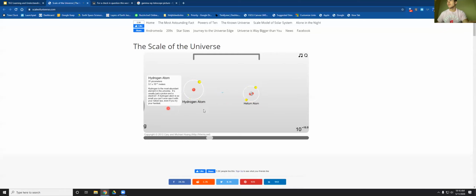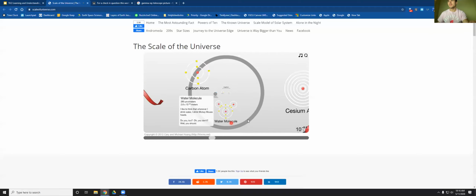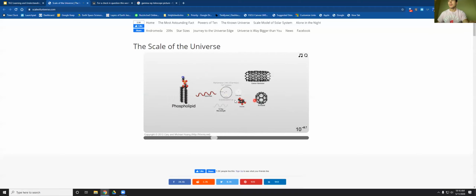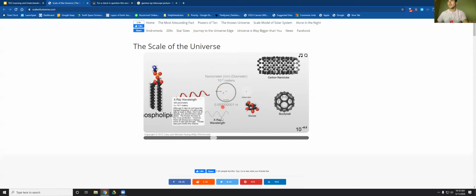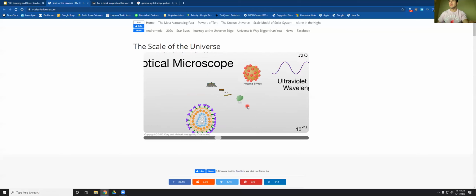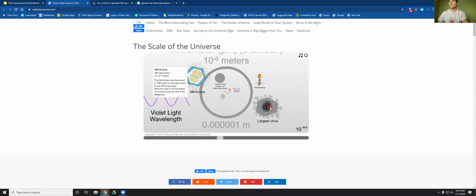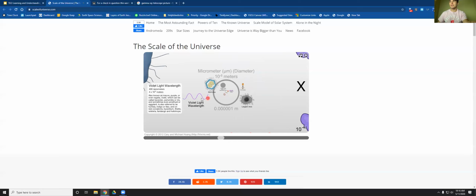You keep going out. Carbon, water. A water molecule looks like Mickey Mouse. There's the X-ray length. Keep going. DNA. That's how small DNA is. There's viruses, bacteria viruses. This is the largest virus known to man, the Mimi virus. Viruses are very tiny. Violet light, a light that we can see, is that small.